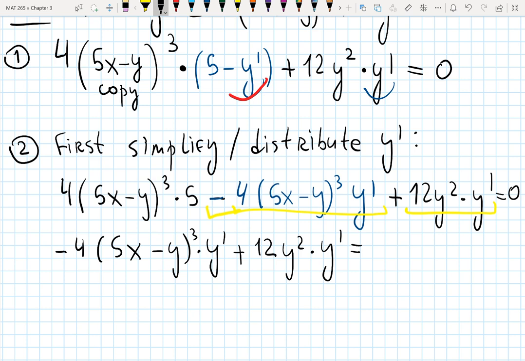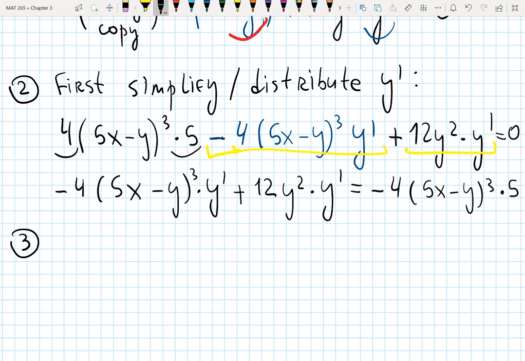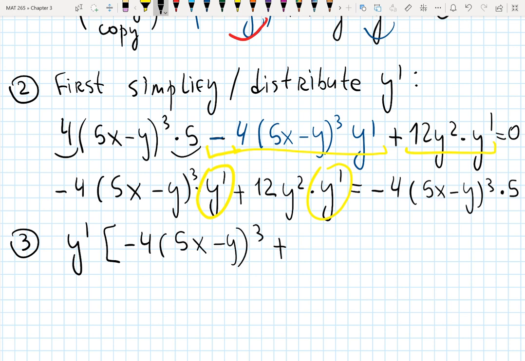And then whatever was without y prime, I move it to the right, so it's going to be negative 4 (5x minus y) cubed times 5. Okay, that's a little bit downward. We're having 4 times 5 separately, right? It's supposed to be negative 20, but I will do it later. Step 3, I'm going to circle y prime and factor it out. That's the whole point why we're moving it. So I will have y prime, brackets, negative 4 (5x minus y) cubed plus 12 y squared equals right-hand side. Let me do it, negative 20 (5x minus y) cubed.